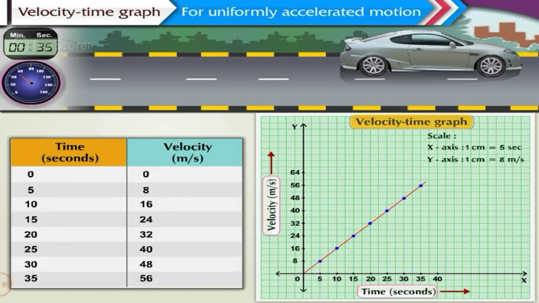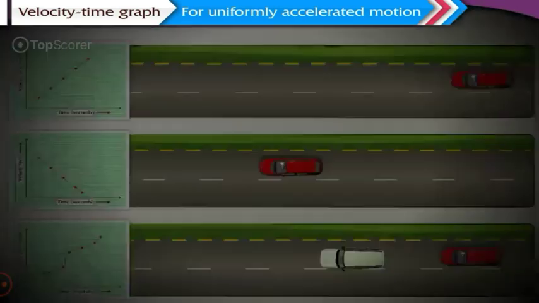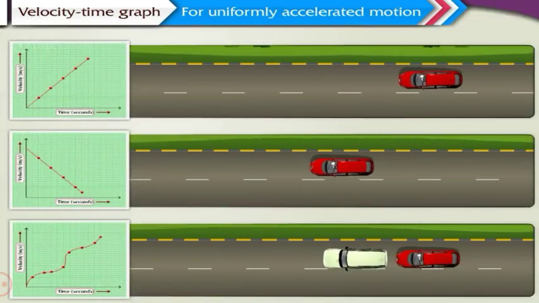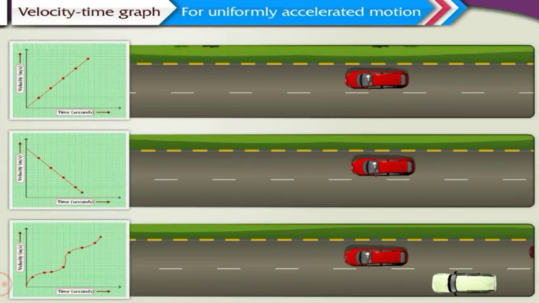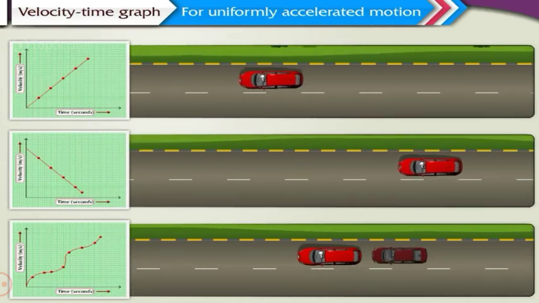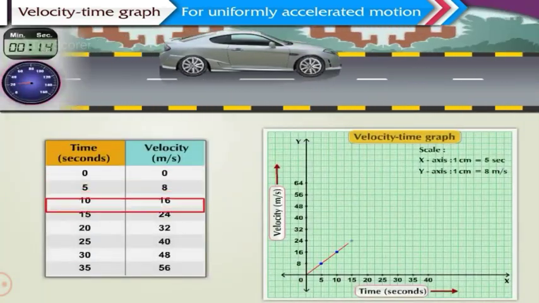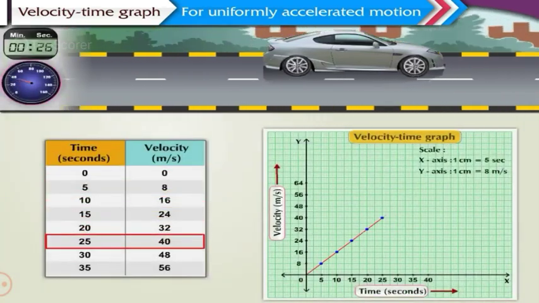The graph shows that for all uniformly accelerated motions, the velocity time graph is a straight line, while for non-uniformly accelerated motions, the velocity time graph may have any shape depending on how the acceleration changes with time. Now let us understand how to determine the distance covered in the given time interval.